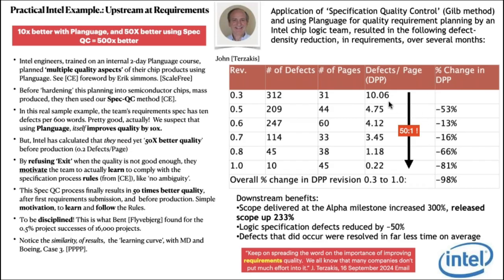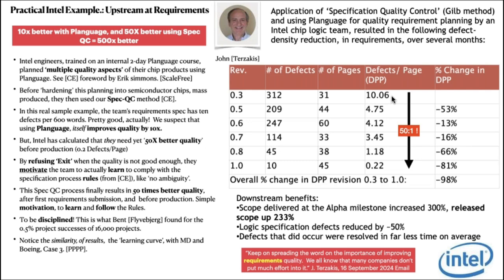The particular table we're looking at: a group of engineers at Intel delivered 31 pages of requirements, and they specified in my planning language, and they found 312 defects, which means about 10 defects per page. A page is 600 words, by the way. Now, that is actually 10 times better than most people's requirements. If you just get raw requirements, we expect 100, and all you need is 100 ambiguous words in 600 words, and that really isn't too difficult.